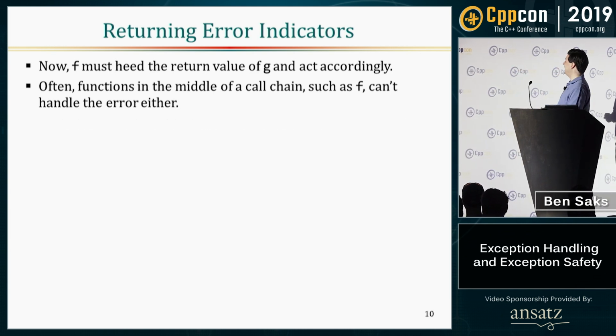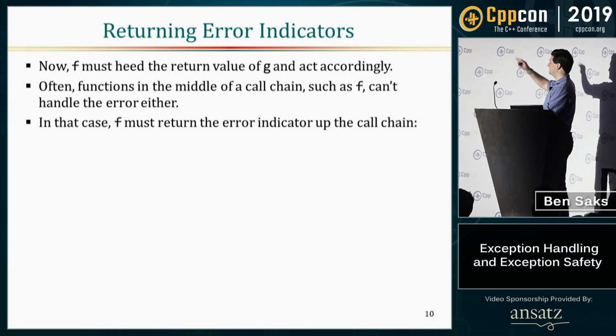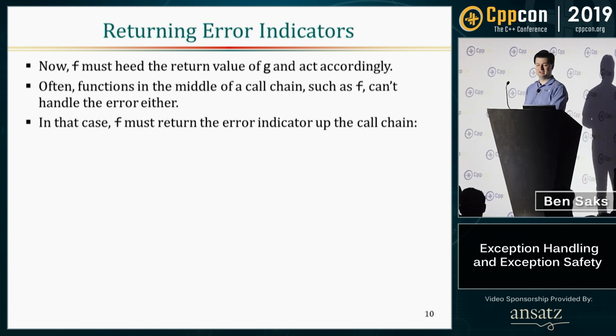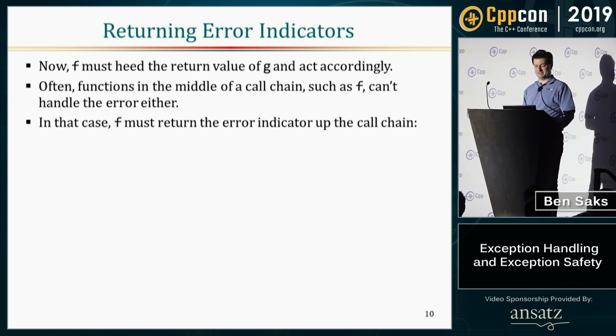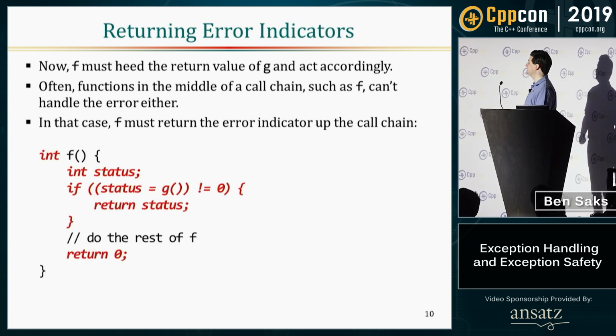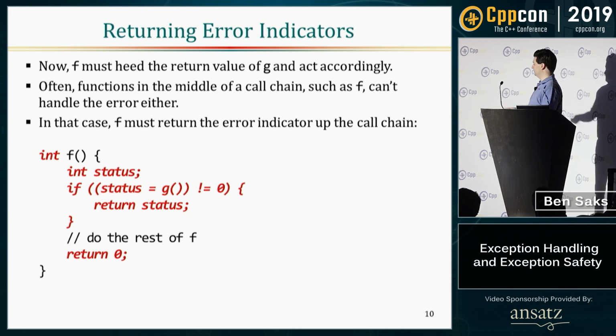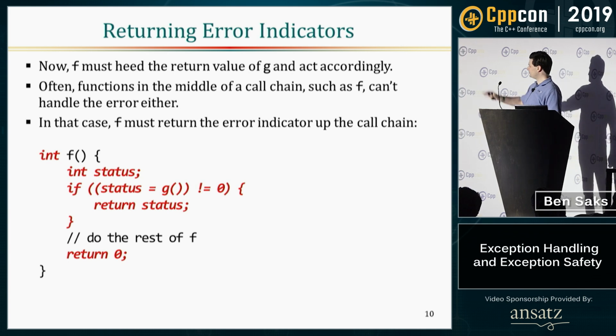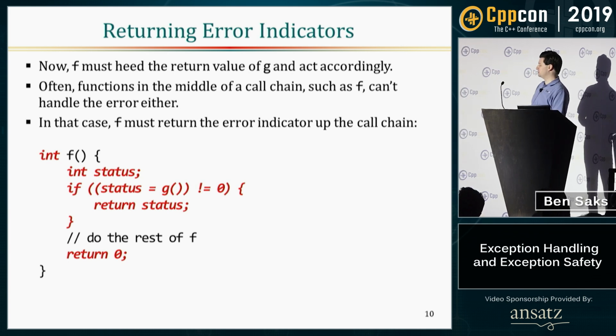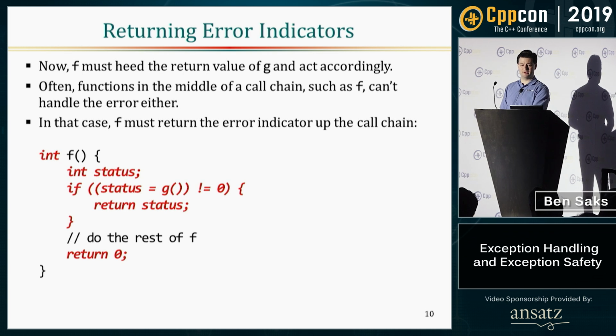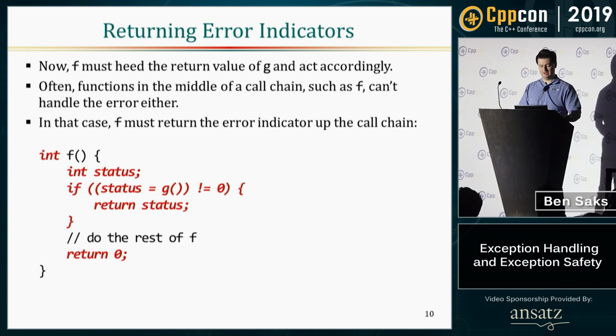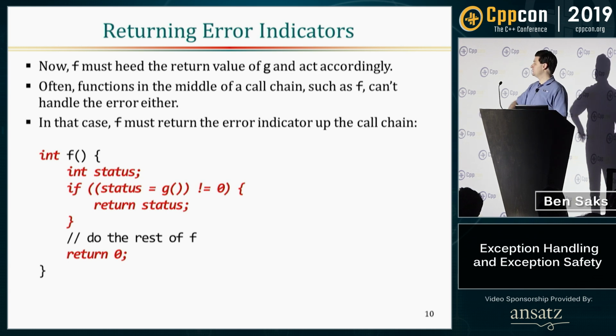In that case, F needs to be changed so that it checks for the return value from G and just returns that value further up the call chain until you find someone like main who can handle it. So now we have to add in, you notice all this code in red is new here. We have to record the return value of G, check to see whether it was 0 or not, and if it wasn't, if it was some sort of failure code, we return it back to the caller. Otherwise, we keep going and then return success when we're done.